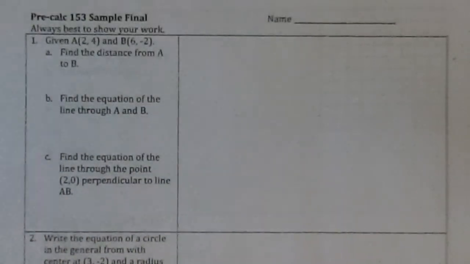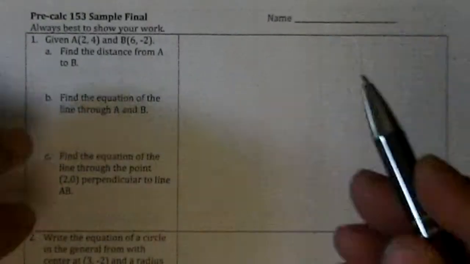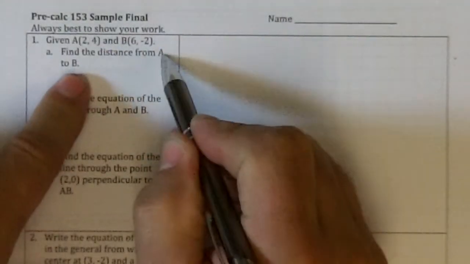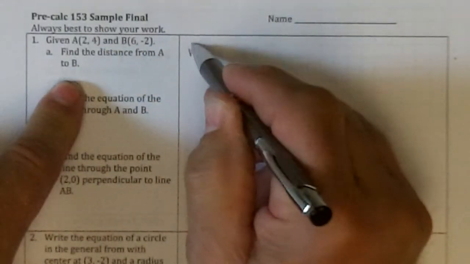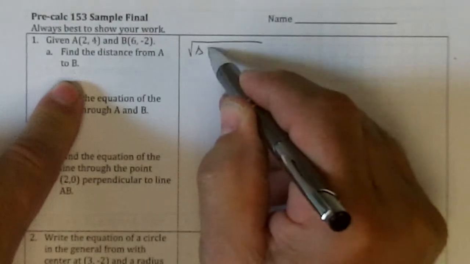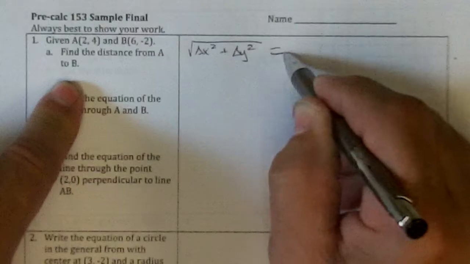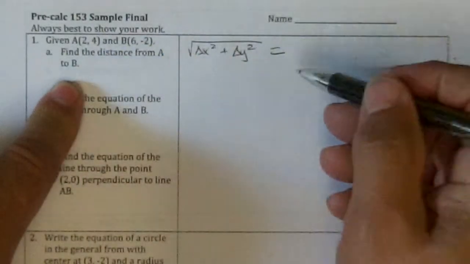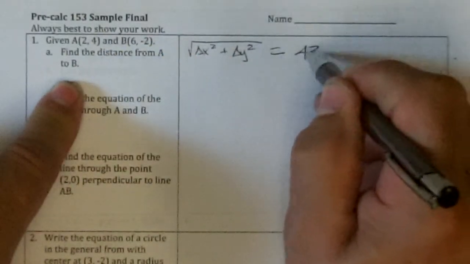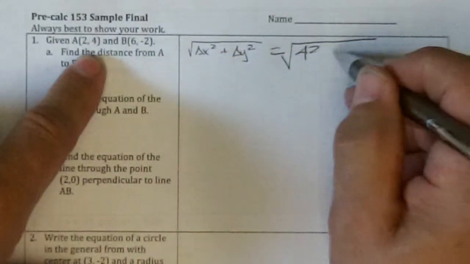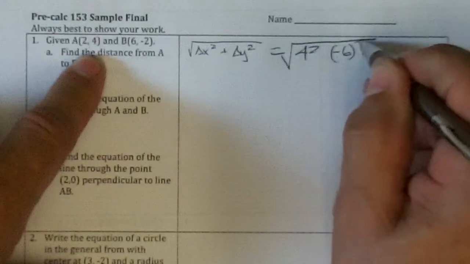All right, here's the sample final, page 1. Given these 2 points, find the distance from A to B, and that's the square root of the change in x squared plus change in y squared. And the x goes from 2 to 6, which is a change of 4. And y goes from 4 to minus 2, which is negative 6.